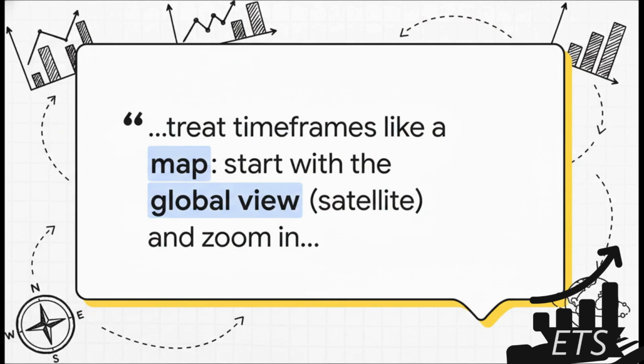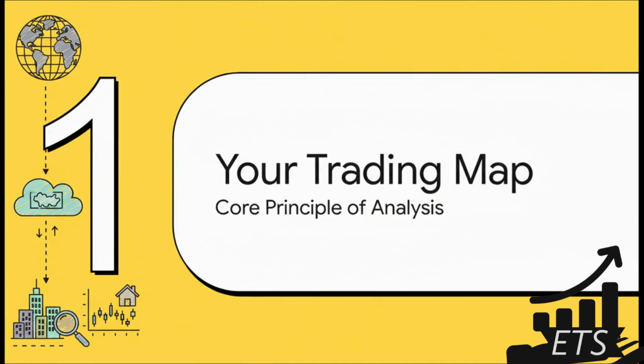It's a great analogy, really. Stop seeing these time frames as fighting each other and start treating them like a map. And this map, this is the heart of top-down analysis. It's the system that lets you navigate the market, from that big satellite view all the way down to a specific street address without ever getting lost.